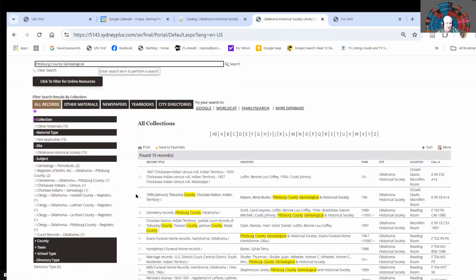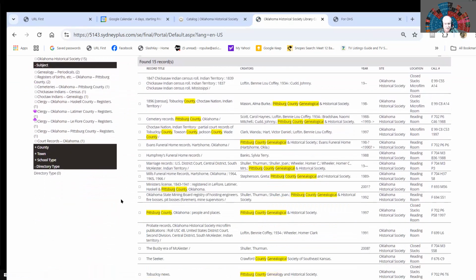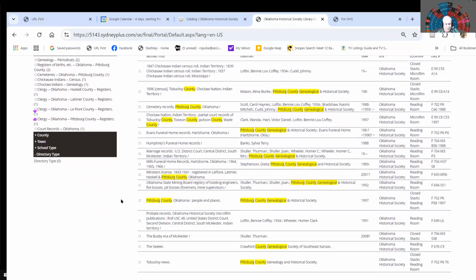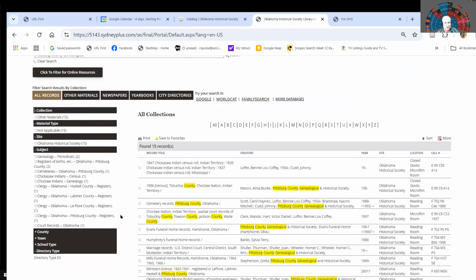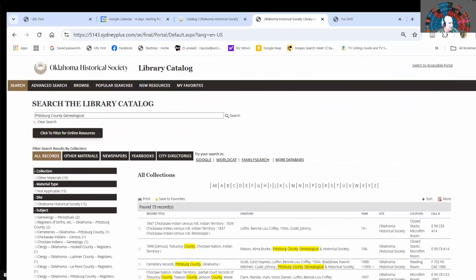And here's the publication. Most of these are publications that the Pittsburgh County Genealogical Society had published. Tabusky News is their house organ. So, of course, you get the County Genealogical Society of Kansas in there too. But most of these are books that the Pittsburgh County Genealogical Society have published. So if you're doing research in Pittsburgh County, be sure and look at their books. There's a lot of good information in their books.